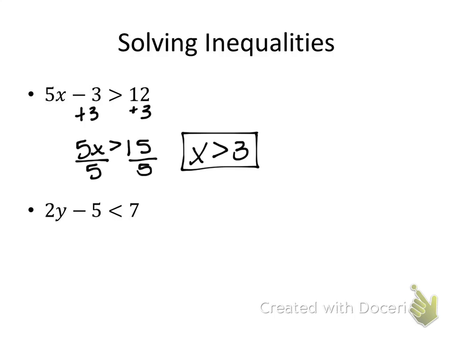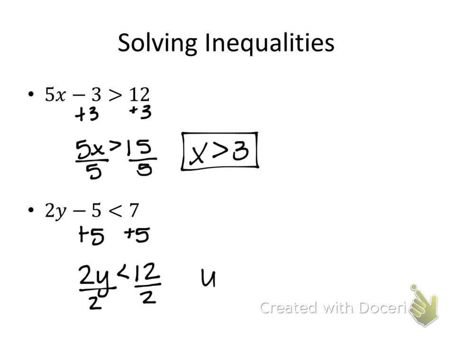Okay, let's do the next one. What would I do first? I would add 5 on both sides, and I get 2y is less than 12. Divide by 2, and I get y is less than 6. Again, since I don't have to graph, this is my final answer. All right, let's do the next one.